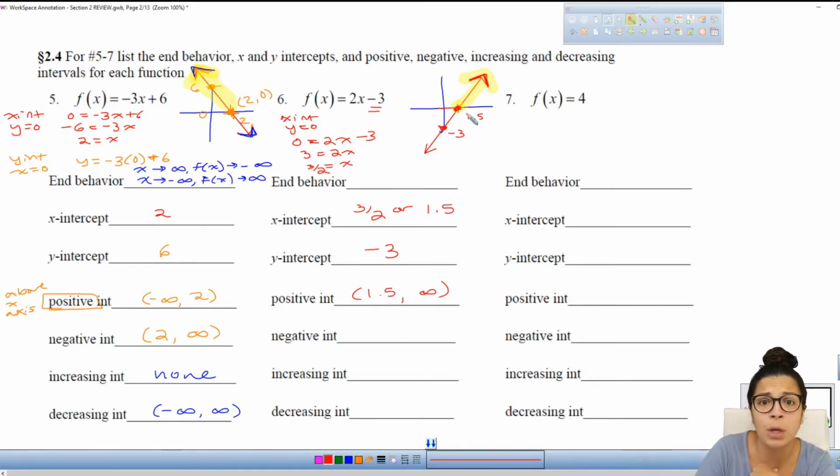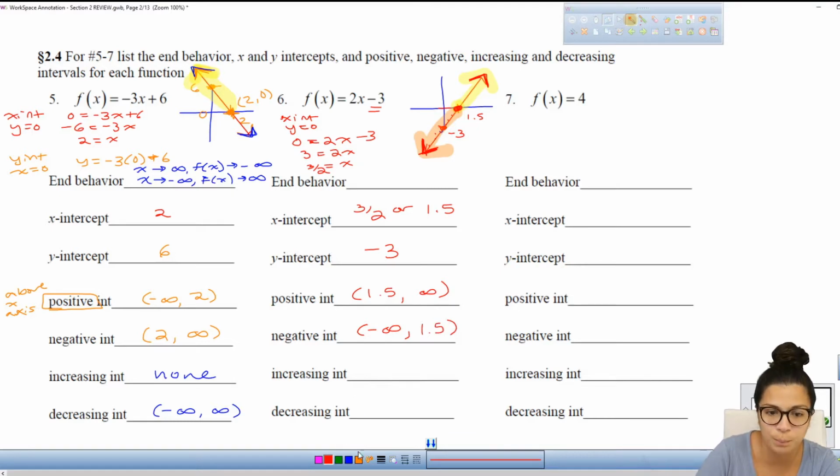The negative interval is this piece on the bottom, right? So I'll highlight that in orange. This piece on the bottom has all negative y values. So that starts on the left hand side, on the arrow on the left, so that would be -infinity. And then it goes all the way up to 1.5. Everything here is a negative y value, all the way up to 1.5, but not including 1.5, because the value at 1.5 is actually 0, and 0 is neutral.